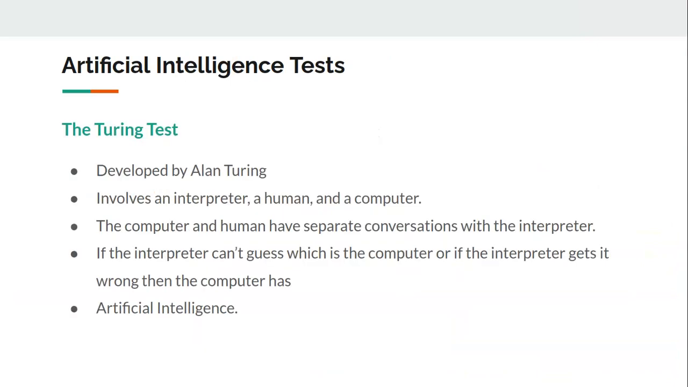So let's look at some artificial intelligence tests. The first one we have is the Turing test. It's developed by Alan Turing and involves an interpreter, a human being, and a computer. So basically, the computer and human have separate conversations with the interpreter. If the interpreter can't guess which is the computer, or if the interpreter gets it wrong, then the computer has artificial intelligence.